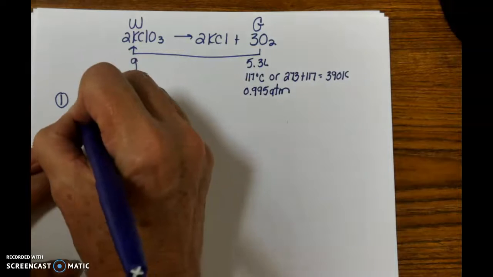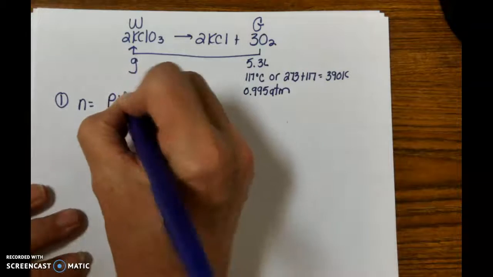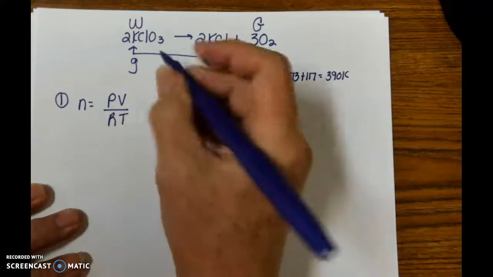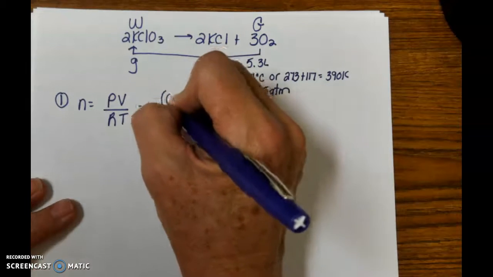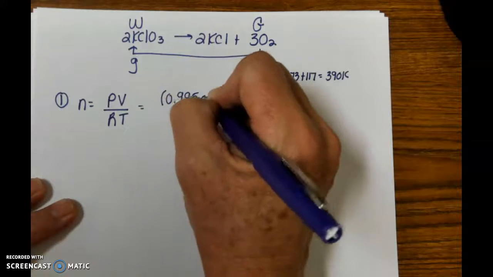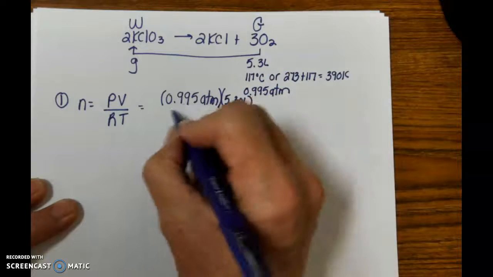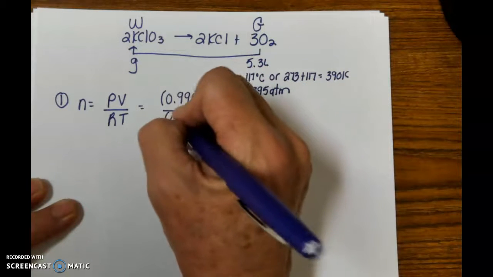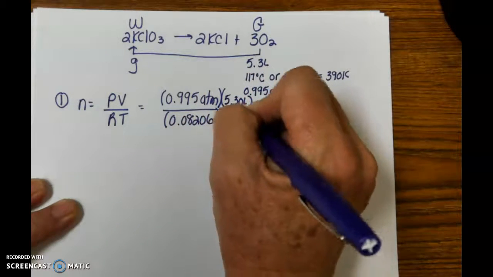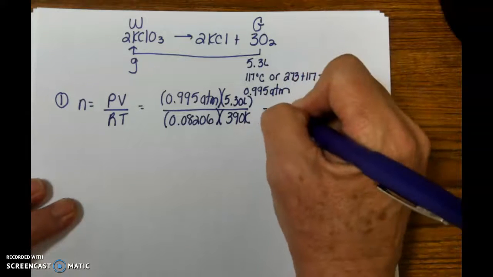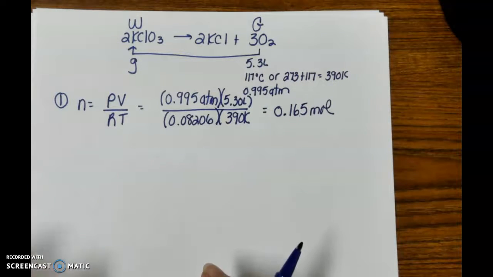So let's plug everything in. n is equal to P times V divided by R times T. I've just rearranged the equation, and that turns out to be P, which is 0.995 atmospheres, times V, which is 5.30 liters, divided by R, 0.08206, times 390 K, and that turns out to be 0.165 moles. All right, there's my moles.